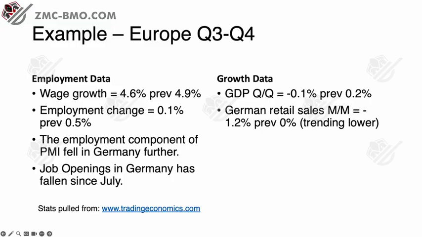In terms of retail sales, I looked at the German retail sales, because Germany, as some of us may know, does have the largest impact on the euro area data. So I just looked at Germany for this example, and previously it was 0%. It then came in at negative 1.2% on a month-over-month basis, and the trend has been moving lower. That's the important perspective here. The trend is moving lower.